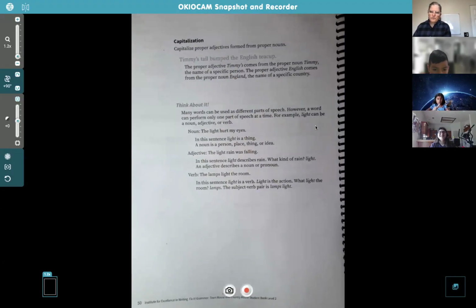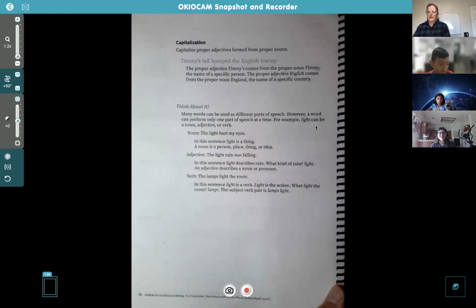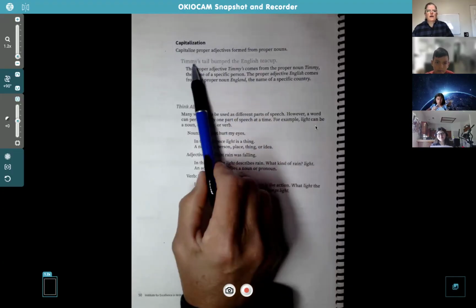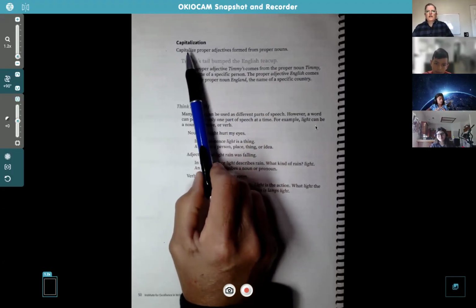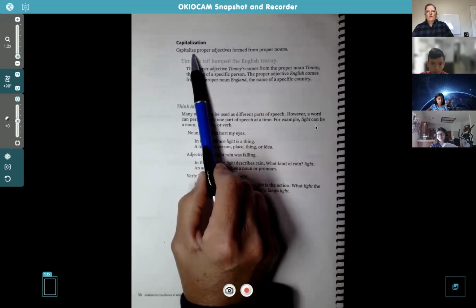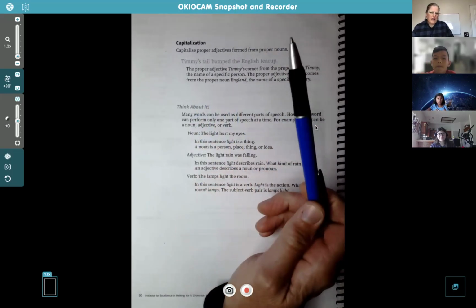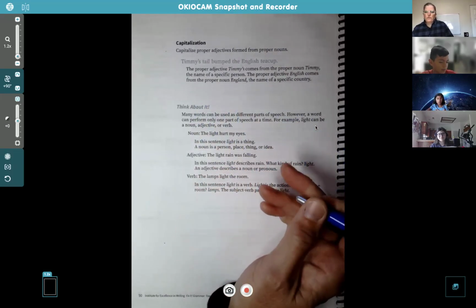Let's look on page 50. There's a little bit more back here. Page 50, talking about capitalization. Do you know what a proper noun is? Have you guys heard that before? Proper noun?